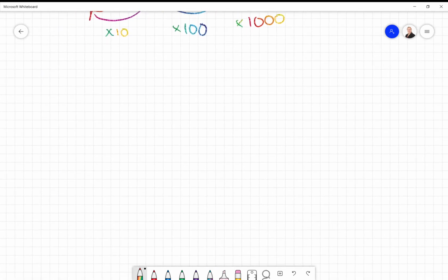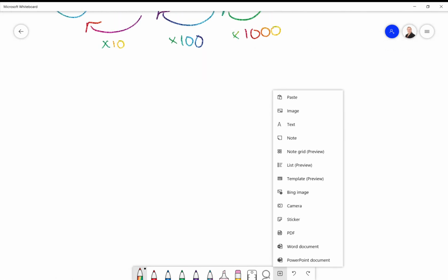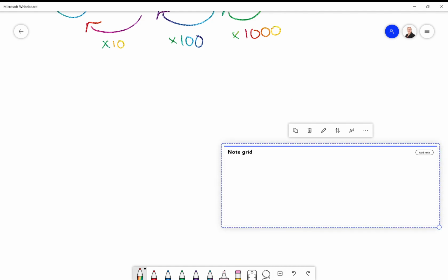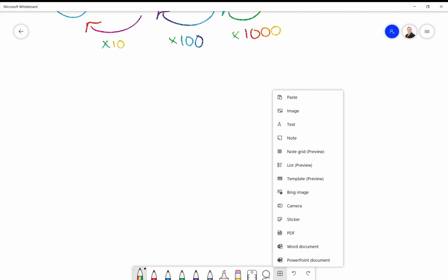So if I have any way of adding, no, that's not what I wanted. I wondered whether I could add a grid. Yeah, doesn't look like it.